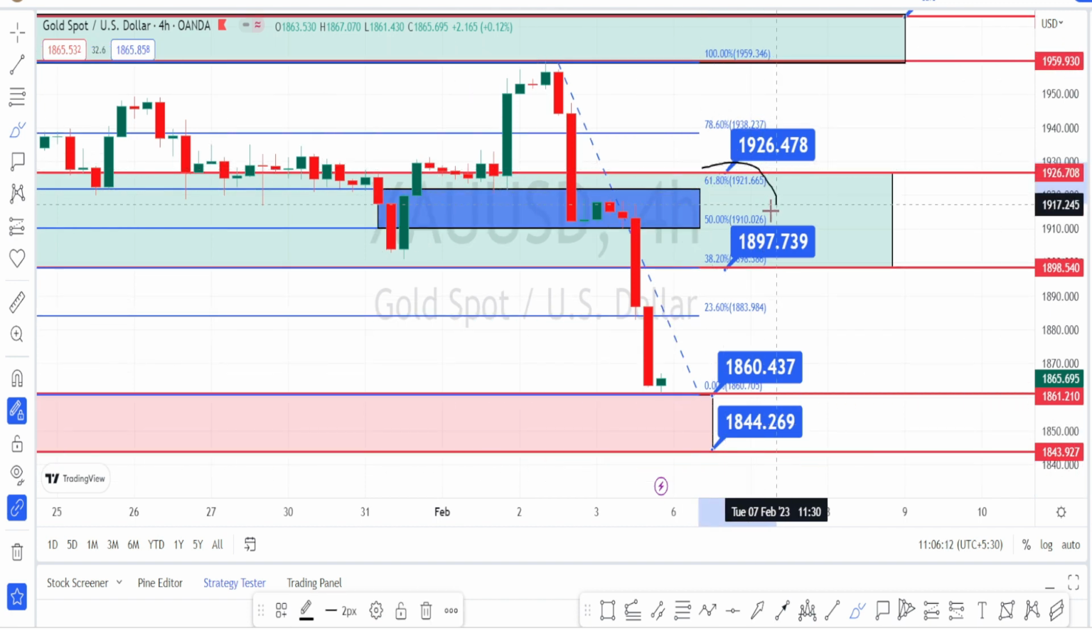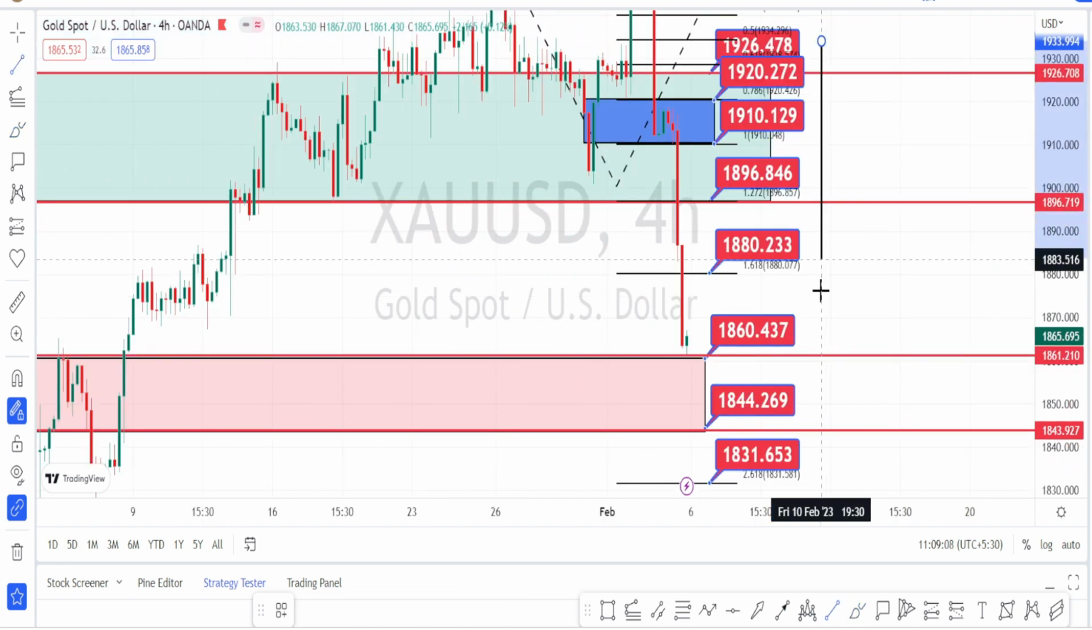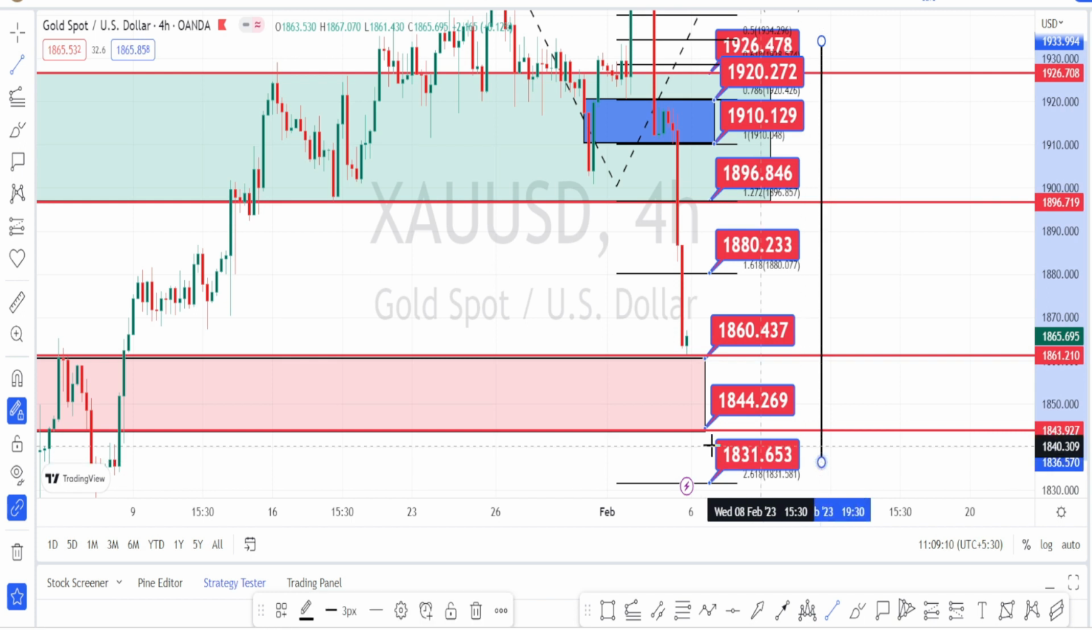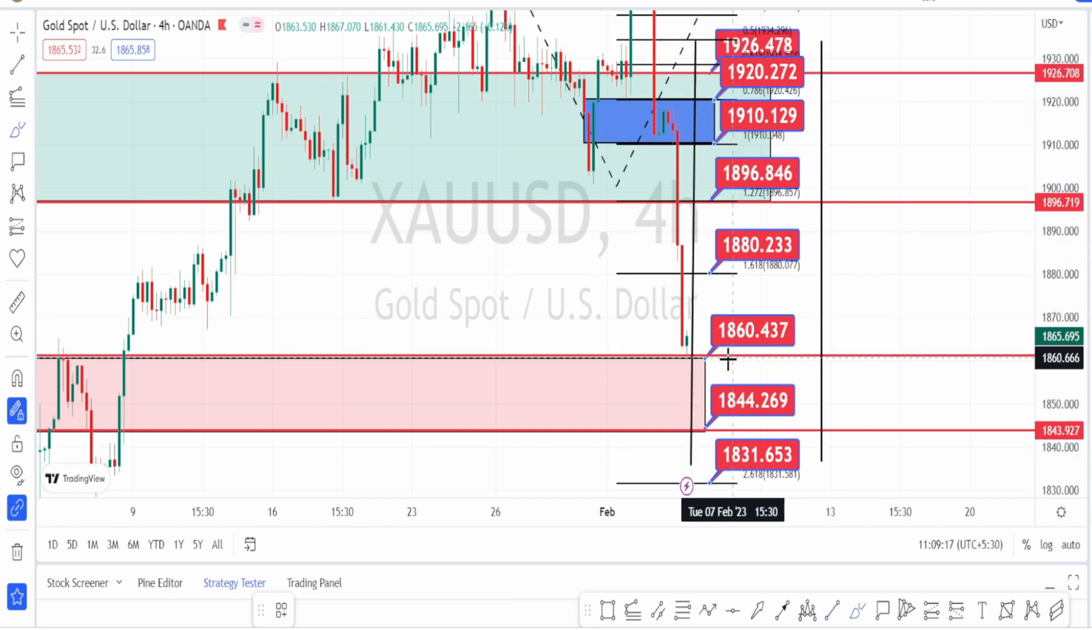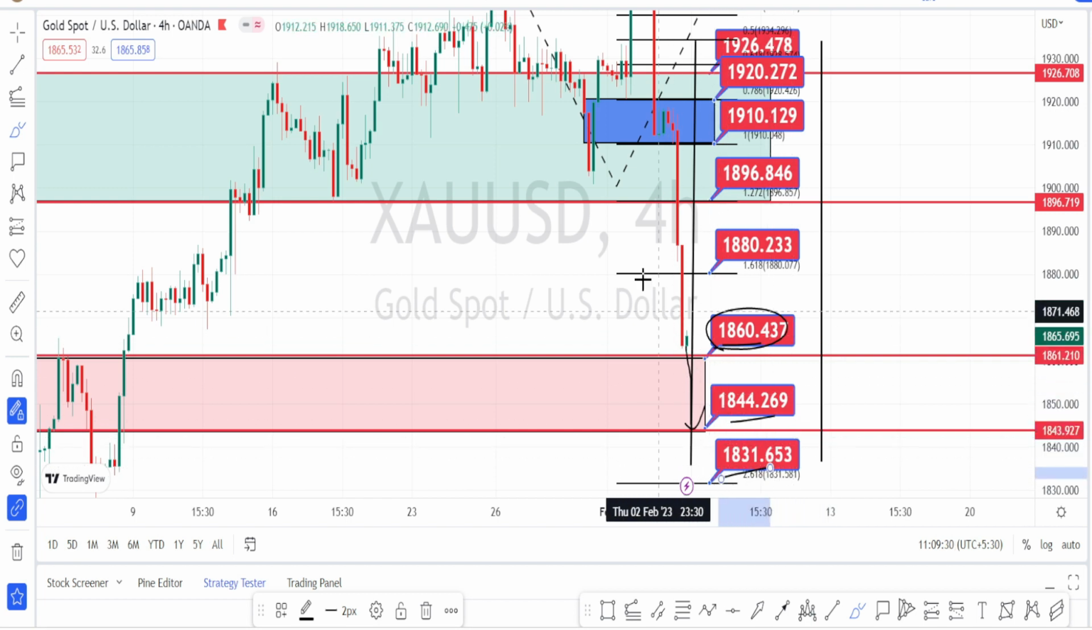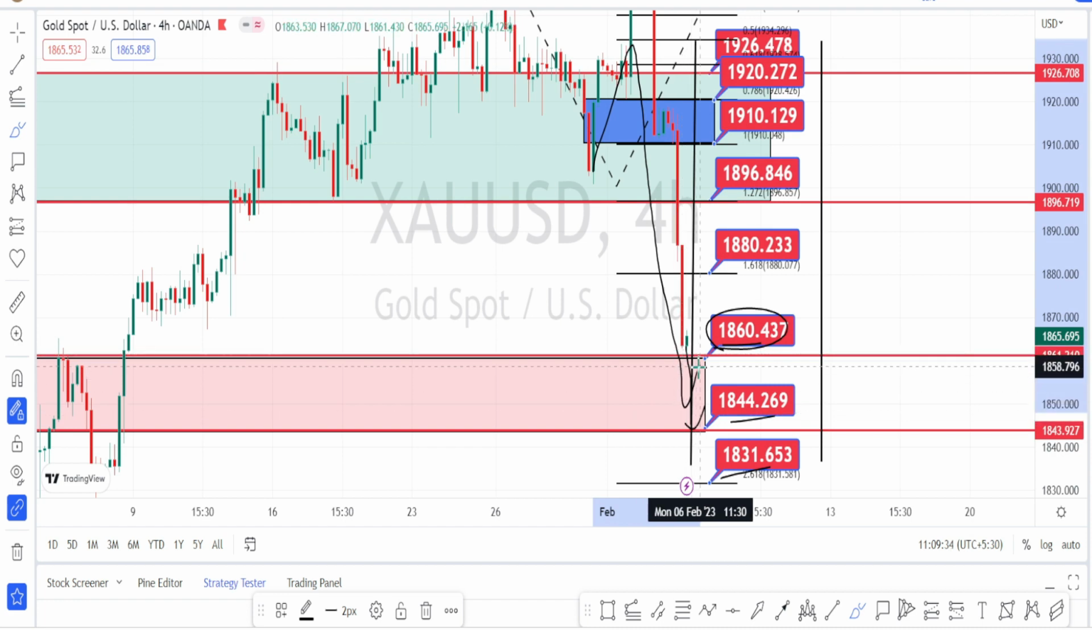This whole zone is going to be a resistance zone for the current price action in 4 hours time frame. So the values within these red color boxes are the resistance and support levels for current price action in 4 hours time frame. And currently the price action is taking support around the support level of 1860. Once this support level is broken, the next level of support is going to be around 1844 and 1831. And it will be the continuation of the current bearish trend once this support zone is broken.